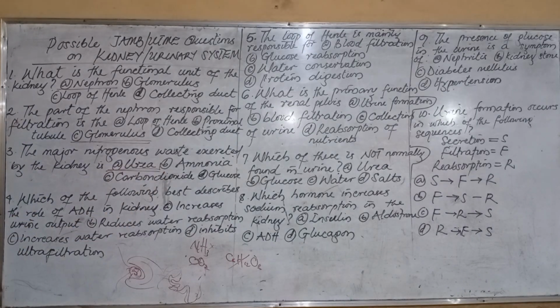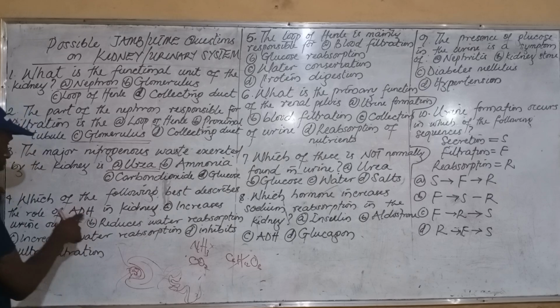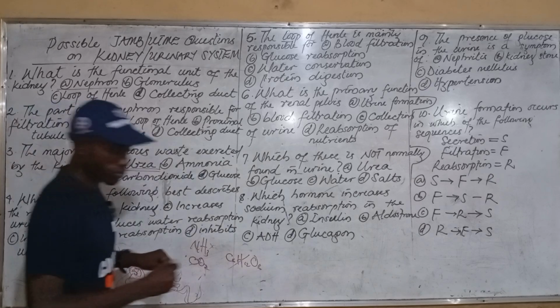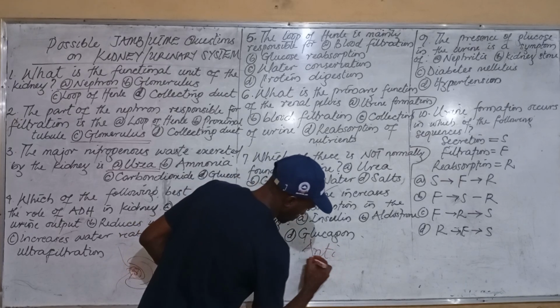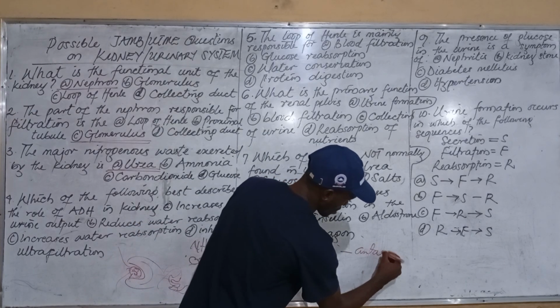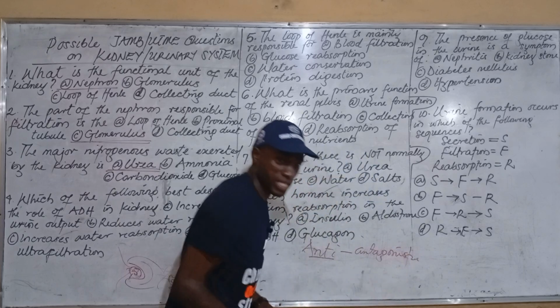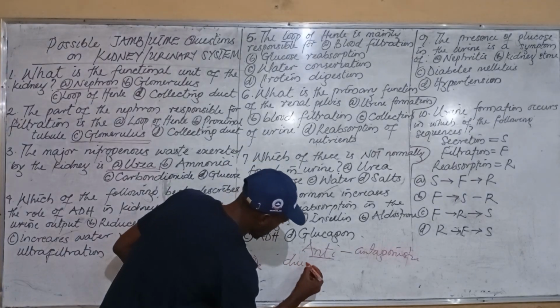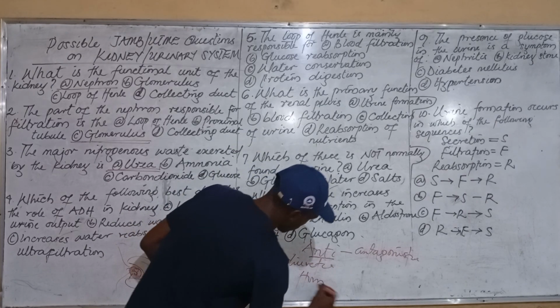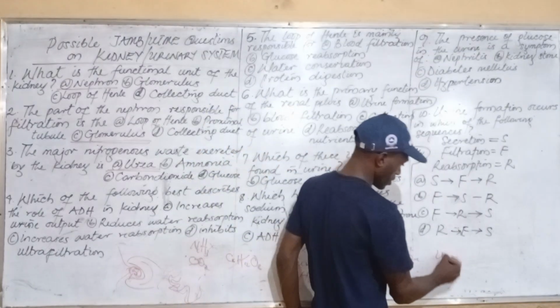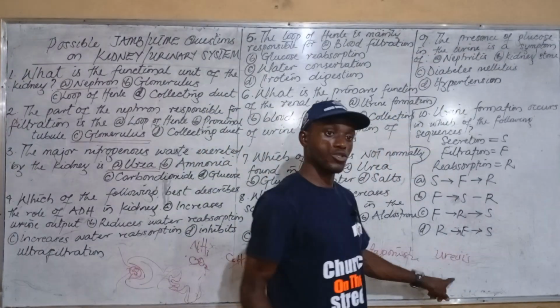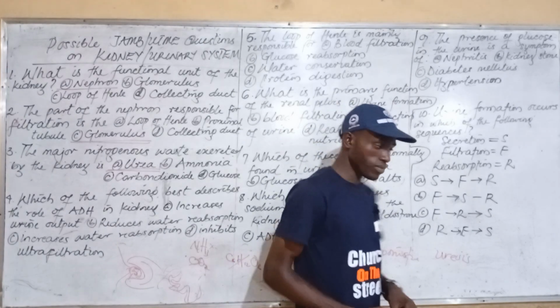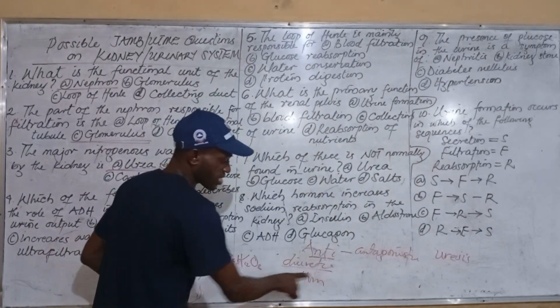The next one, which of the following best describes the role of ADH in the kidney? Now, what's the role of ADH in the kidney? ADH is called antidiuretic hormone. So let's break that down. Anti. What does anti mean? Anti means it has antagonistic functionality, a functionality against. So if the name is antidiuretic hormone, what is uresis? Uresis means urination. The process of urination is called uresis. So antidiuretic means against the process of urination.